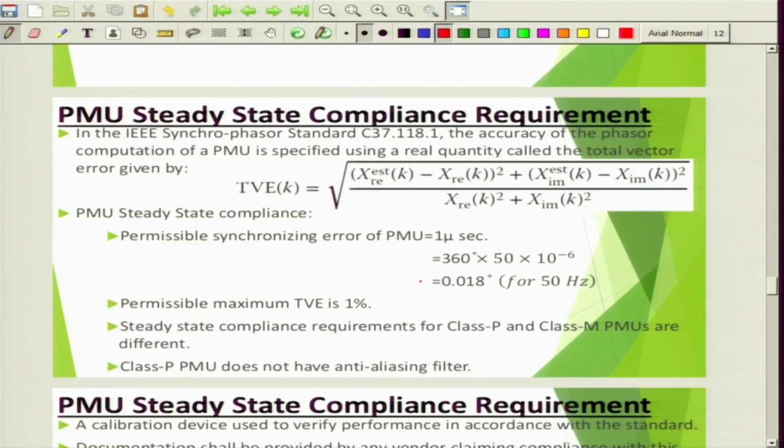So, PMU steady state compliance requirement, a detailed explanation about this specific standard. In the IEEE synchrophasor standard C37.118.1, the accuracy of the phasor computation of a PMU is specified using a real quantity called total vector error, which is given by the square root of terms involving an estimated quantity and an actual quantity, and similarly we have real and imaginary parts, both estimated and actual measurement. So, by using this we will be able to find out the total vector error.